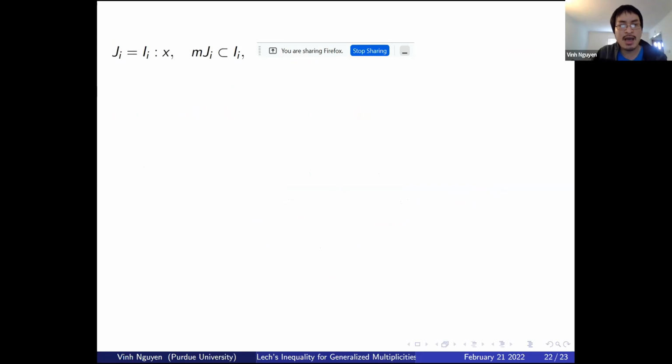Okay, so to proceed, just as in the lemma by Huneke-Smirnov-Validashti, we're going to set J sub i to be I sub i colon x. And it turns out that the maximum ideal times J sub i is contained inside I sub i. So this has the effect of raising the mixed multiplicity.